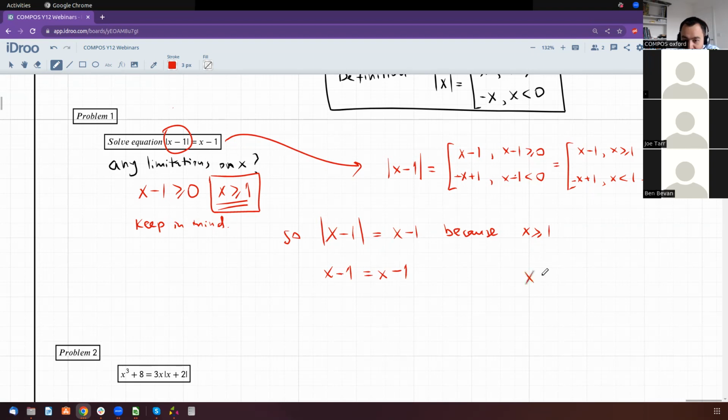For example, x equals x is a tautology. In other words, we can subtract x, add 1 to each side, and we get 0 equals 0, which is always true. So x can be any number within the limitations of your problem. Therefore, x greater than or equal to 1 is the answer.